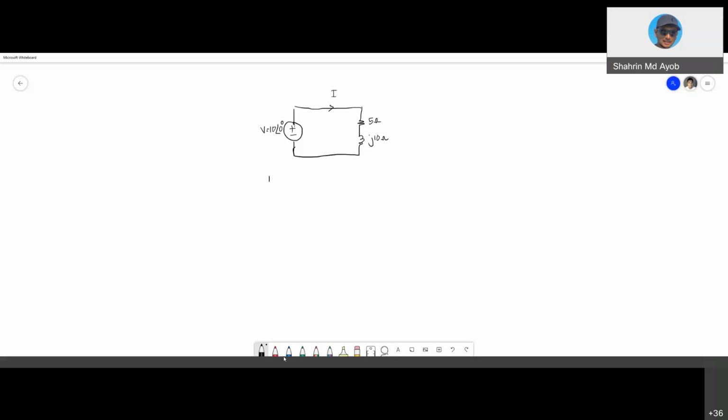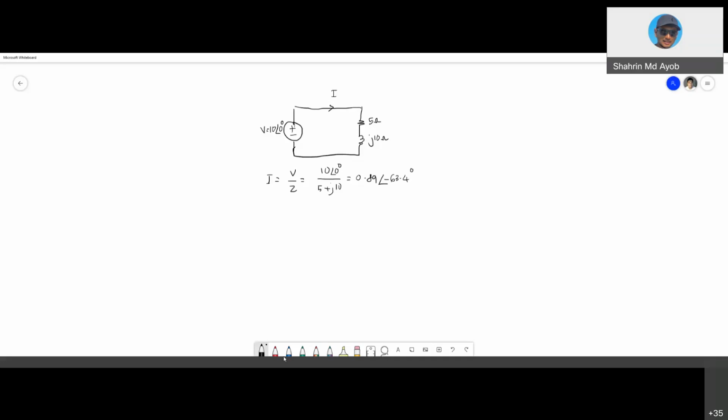So calculate the current. From here, you can just calculate V over Z. So 10 with an angle of 0, Z is 5 plus J10. So this one is 10 with an angle of 0 over 5 plus J10. Convert into polar form: 0.89 with an angle of negative 63.4.